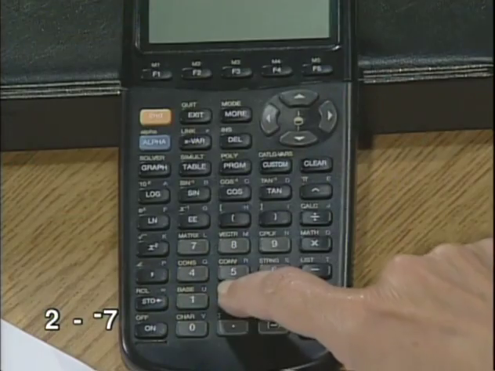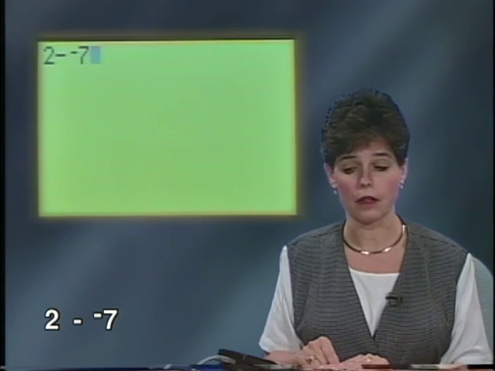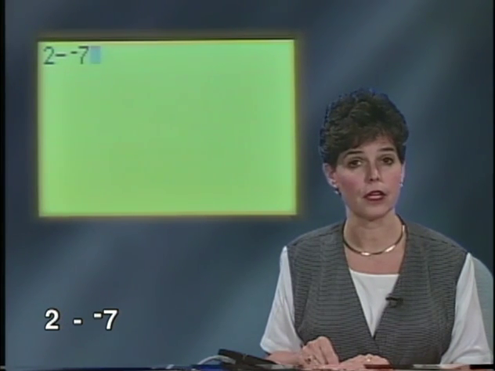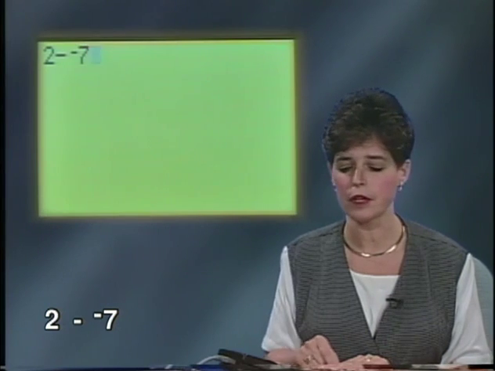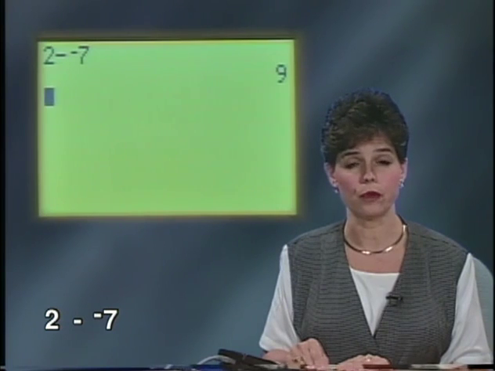Let's do 2 subtract negative 7. You notice that I use both the subtraction and the negation keys, and that I use them in the appropriate places. Notice that the negation key looks a little bit different on the screen. It's up a little bit higher and it's smaller. Now you know from your past studies in math that 2 subtract negative 7 is actually the same thing as 2 plus 7, so when you press enter you will expect to get the number 9, and you do.